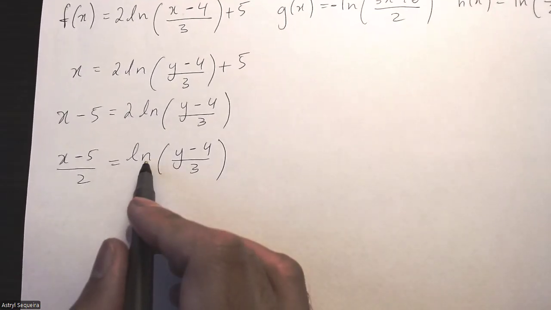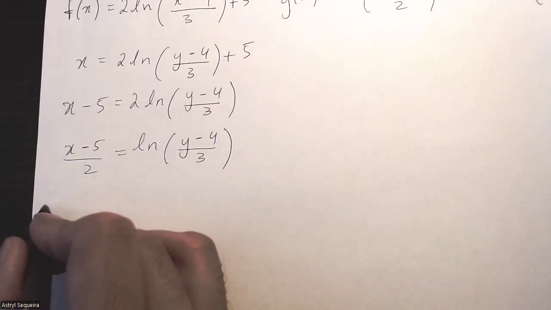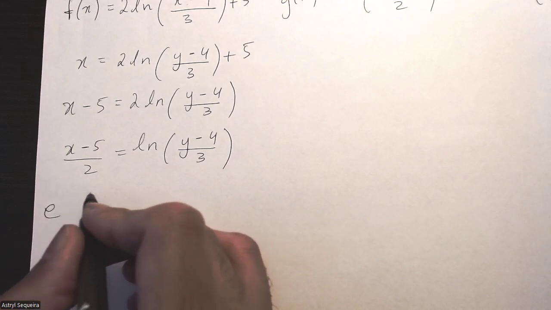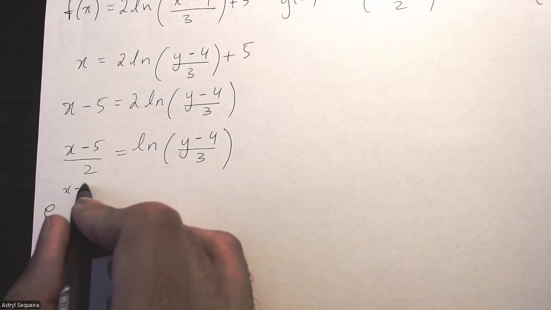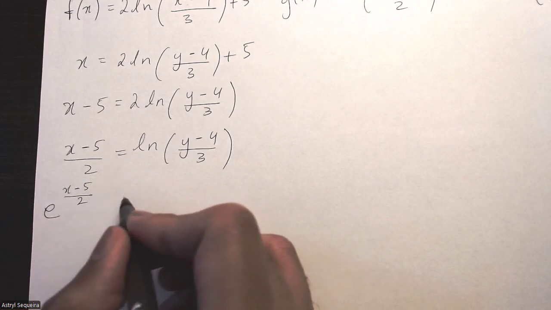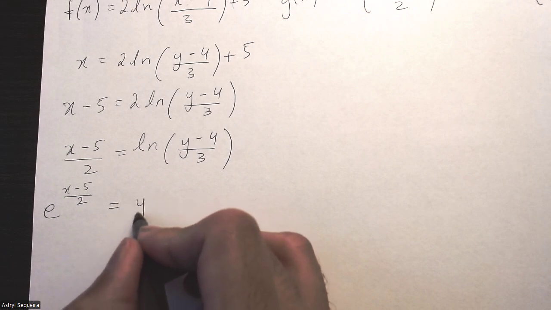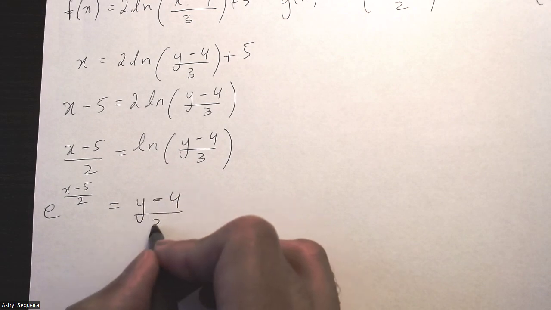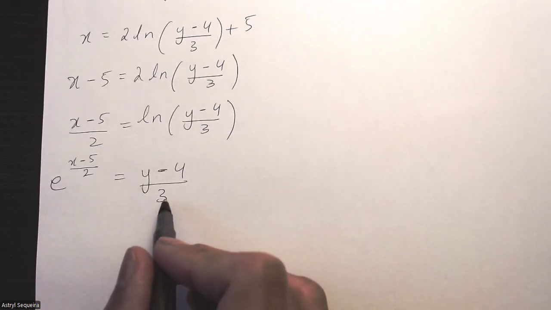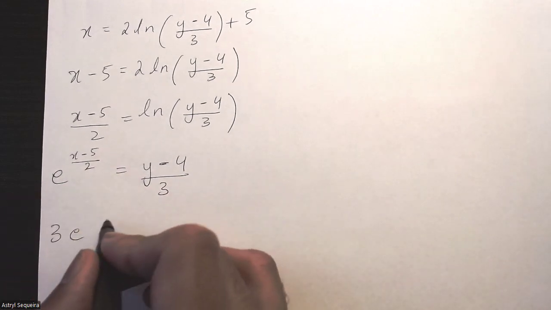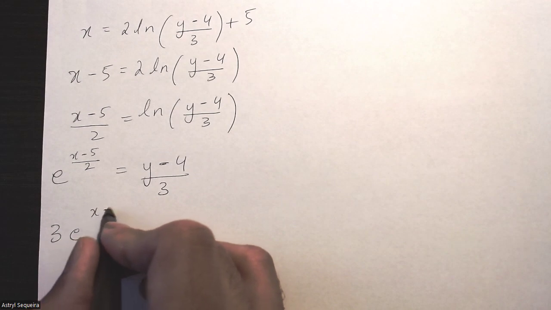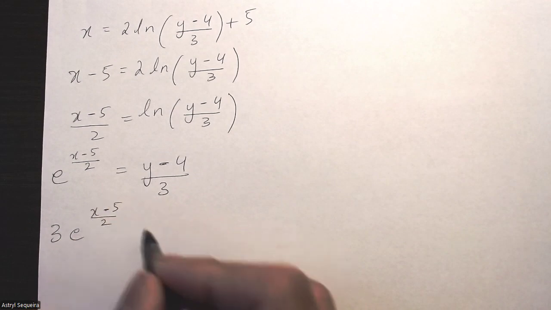Then I need to get rid of the ln. So when I move the ln to the other side, it turns into an e because e is the opposite of ln. This will all move into the exponent. And that gets rid of the ln on this side. Then I'm just going to multiply the 3 over. This exponent only applies to the e though, not the 3.